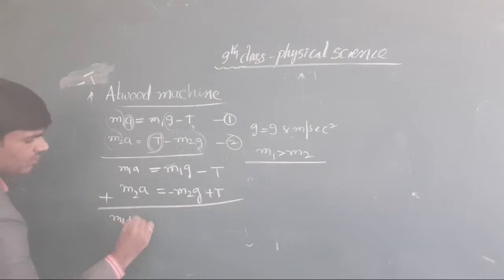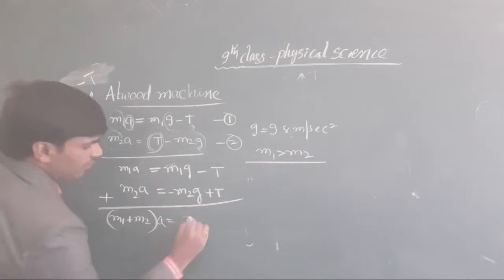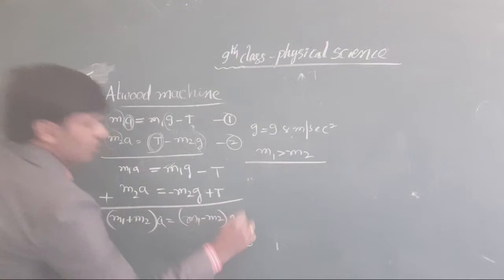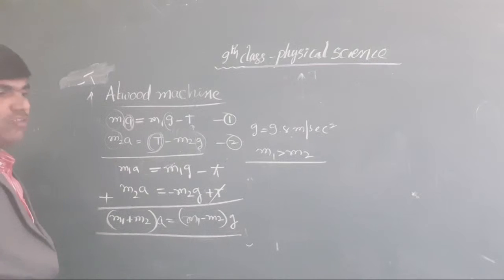(m1 plus m2) into a is equal to what will we get for us? (m1 minus m2) g. Yes, this is a minus T, this is a plus T. This is the only equation we will get for us. Clear or not, all the students?